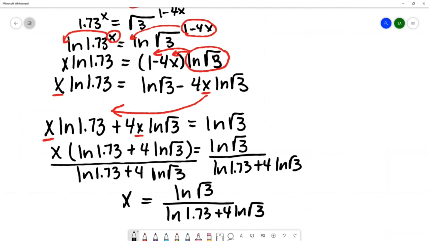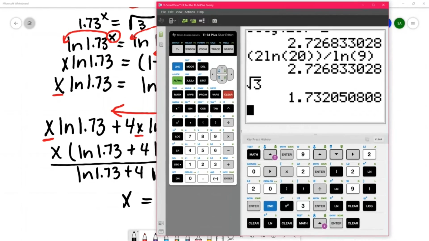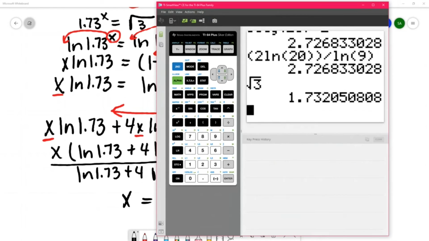So I have my solution. This is called the exact value of the solution, and it's exact because you're not rounding at all. When I type this into my calculator, it's going to give me the approximate solution, and the approximate solution is going to be rounded, and it's going to have a little bit of error because we rounded, and that's why we don't call that one exact. So let's type this expression into our calculator. Let me clear this out so you can see the buttons that I'm typing.